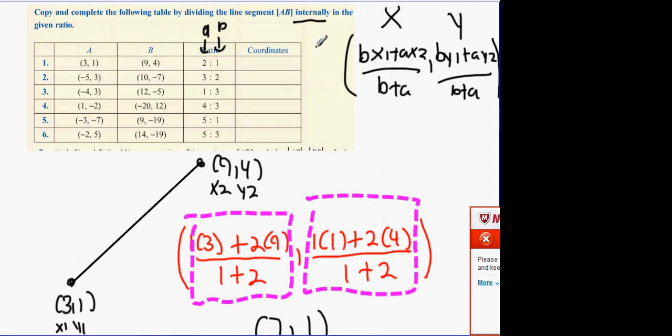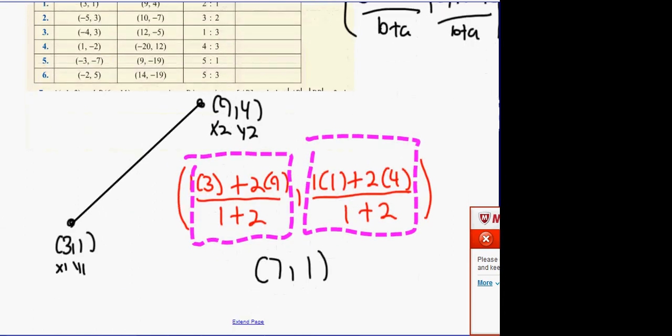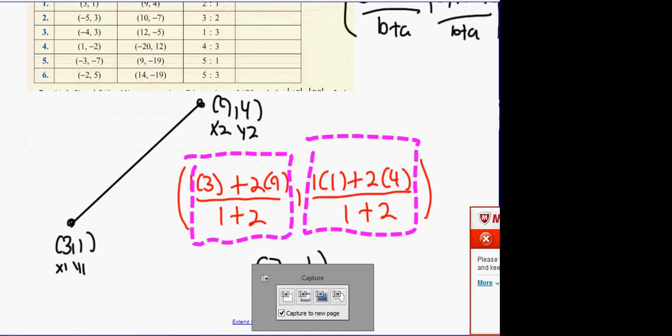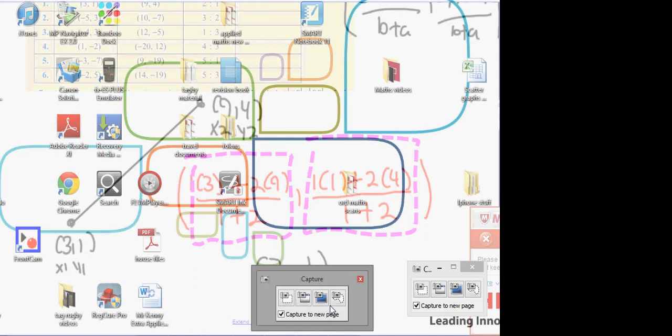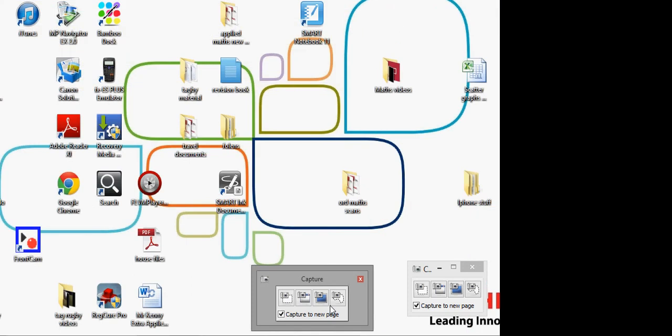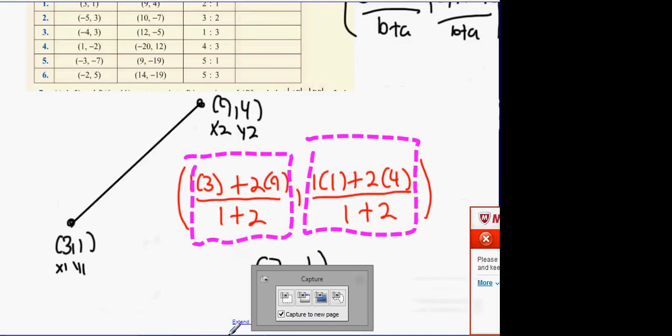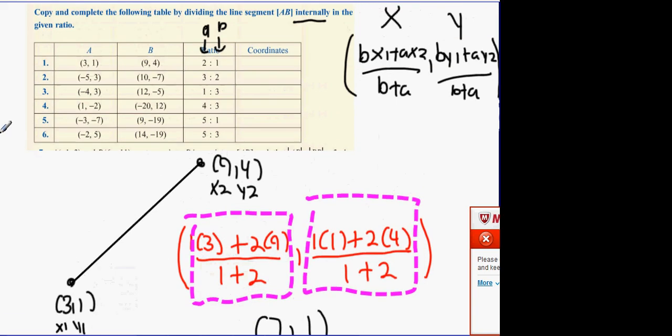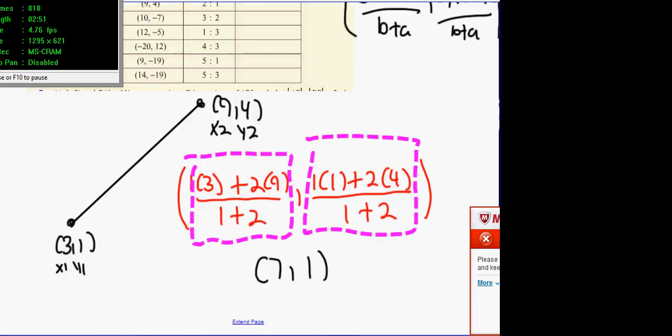Now, does it only say internally in this question? Okay, so it's only internally, okay? So that's alright. We can move on to, now, because it says internally, you don't have to do the external part of this question, okay?